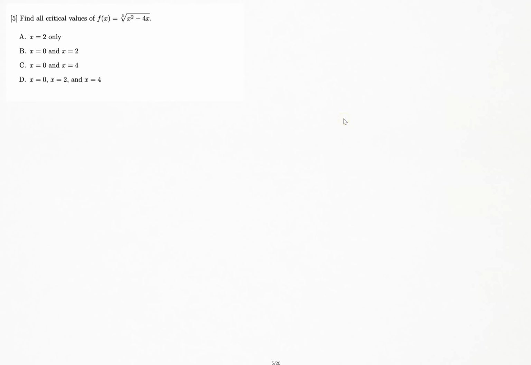Question 5 is asking us to find all critical values of the given equation f of x equals the cube root of x squared minus 4x. Critical values happen in two places. The critical values occur when our first derivative equals 0, so when we plug an x in is equal to 0, or they happen when our first derivative is undefined, basically when math breaks.